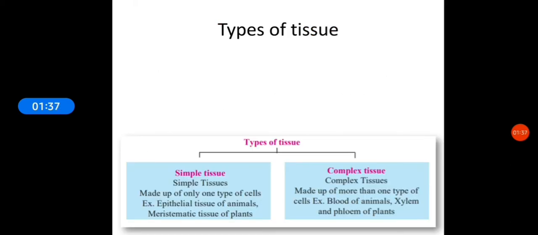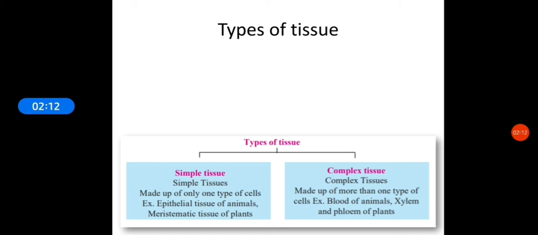Types of tissues. There are mainly two types of tissue, simple tissue and complex tissue. Simple tissues are made up of only one type of cells, while complex tissues are made up of more than one type of cells. Examples of simple tissues are epithelial tissue of animals and meristematic tissue of plants, while examples of complex tissues are blood of animals, and xylem and phloem of plants.